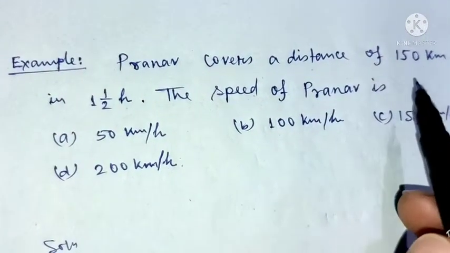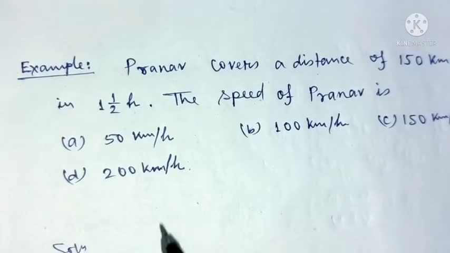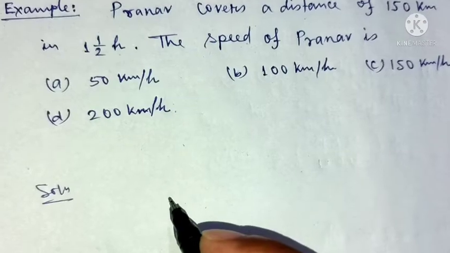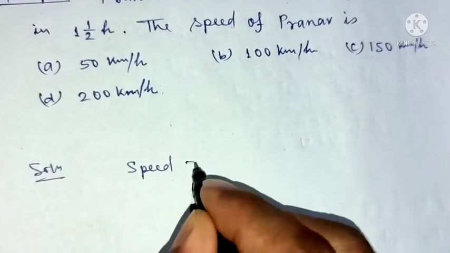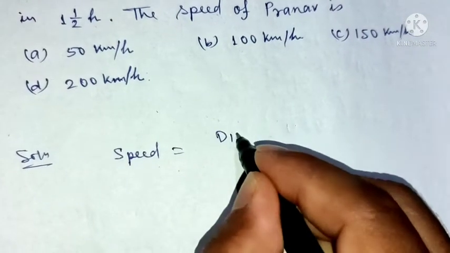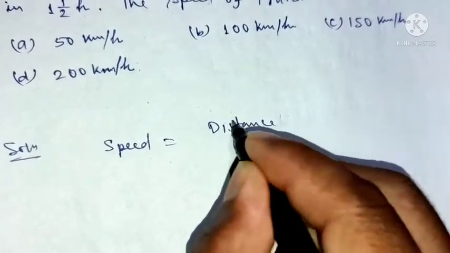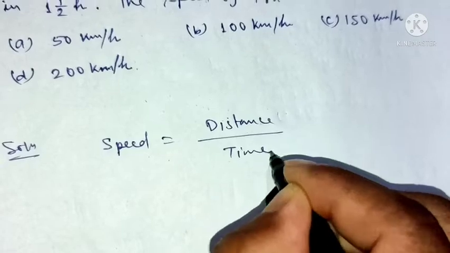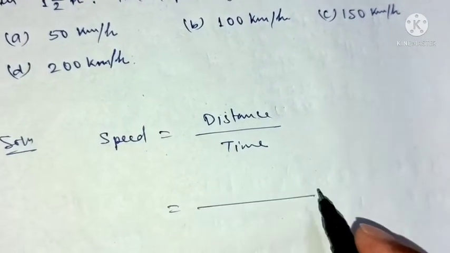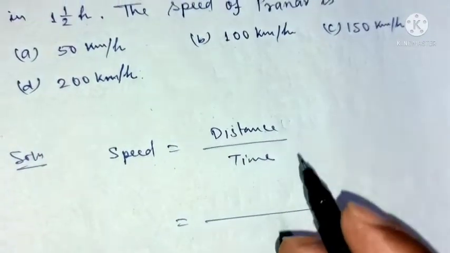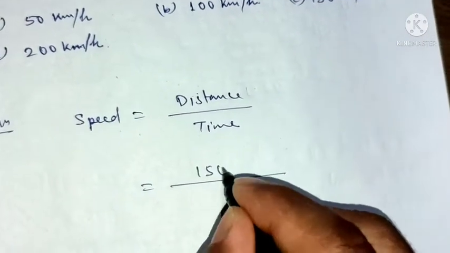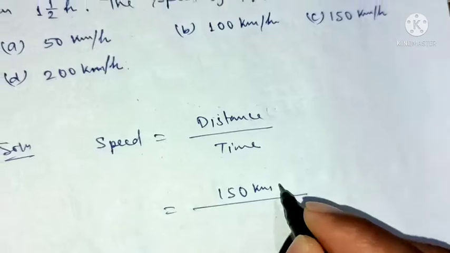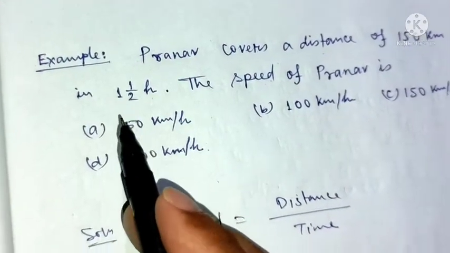It is given distance and then time. So we just discussed the relation between speed, time, and distance. That is speed equals distance by time. And now put the values. Distance is given as 150 kilometer. So we shall put here 150 kilometer. After that, time is here 1.5 hours.